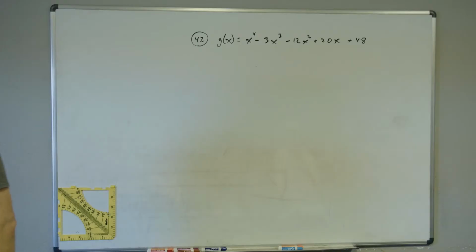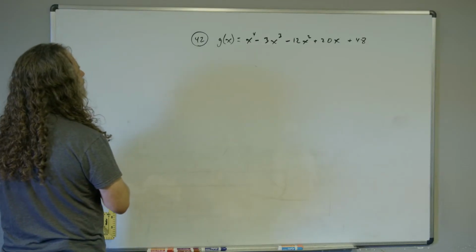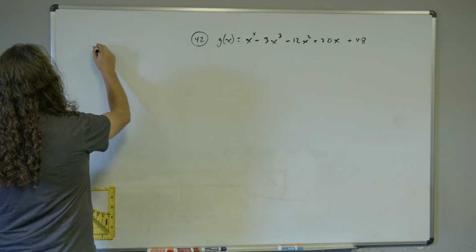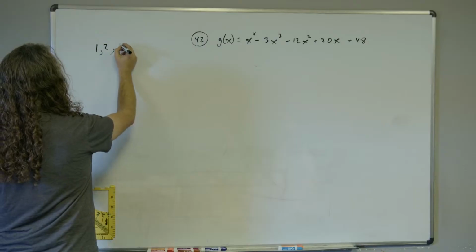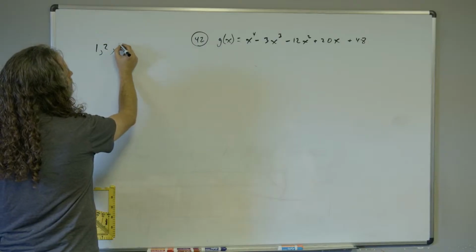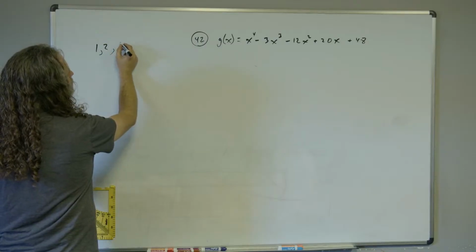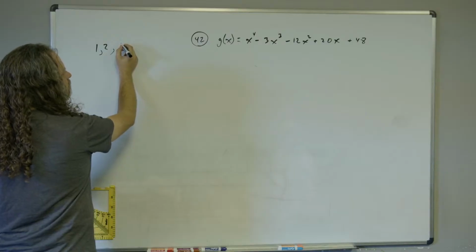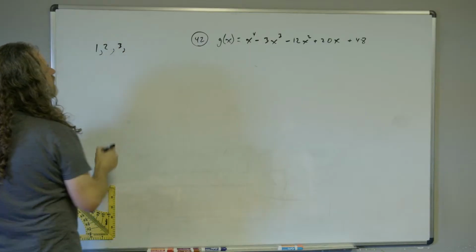Define all the factors. Find some possible ones. So it's just the multiples of 48? What are the factors of 48? 1 and 48, 2 and 24. 1, 2, 3, 4. No, 3 is not. 4 is. 3 is. Yeah, 3 is, because 3 is a factor of 12.